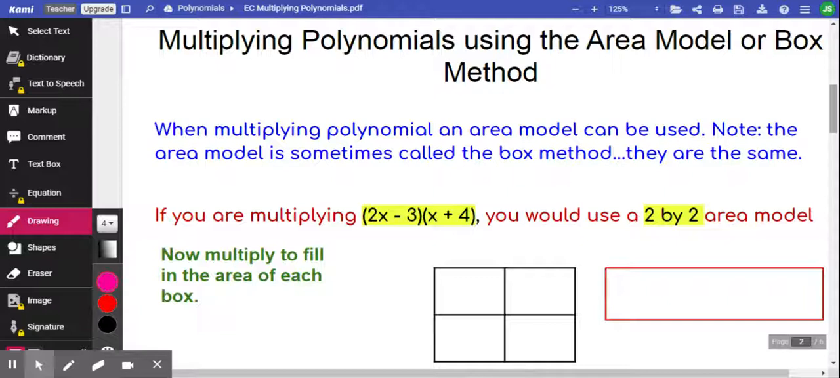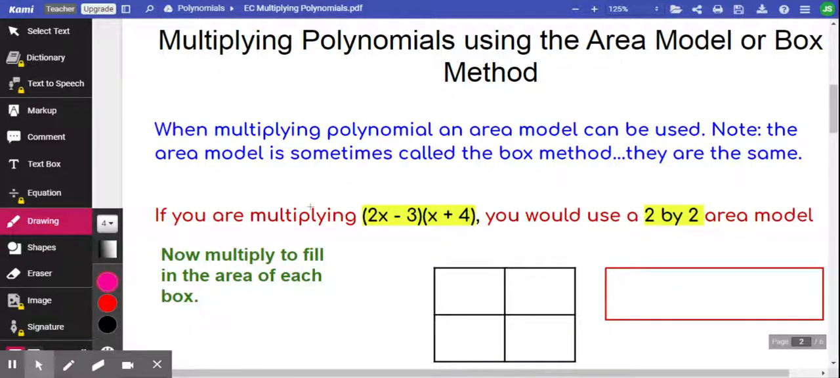So if you notice at the bottom of the page here, we have a square. We're going to be multiplying this 2x minus 3 times x plus 4. So we're going to be multiplying these two binomials together. These two here, you would use a 2 by 2 area model. Meaning when you set up your box here at the bottom of the page, you have two boxes on the side and two boxes on the top. So we're going to start filling those in.